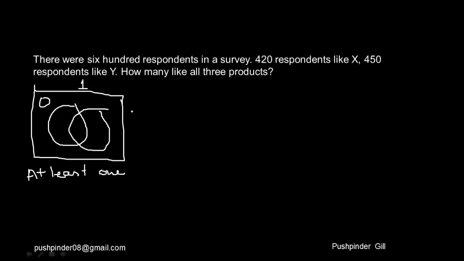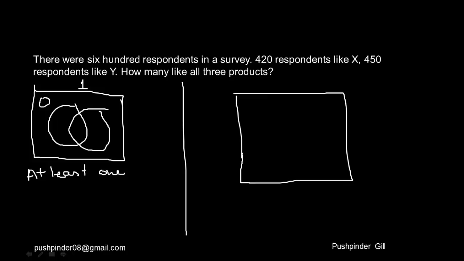But what if I don't give you this line? What if I say, okay, there are 600 respondents, 420 like this, 540 like this, how many like all two products, right? So over here, I do not know this value, because this line has been omitted from this question. So if I do not know this value, I will not be able to answer the question, right? So I hope everyone is understanding the importance of this line. Whenever you read a question, do not forget to read this line.